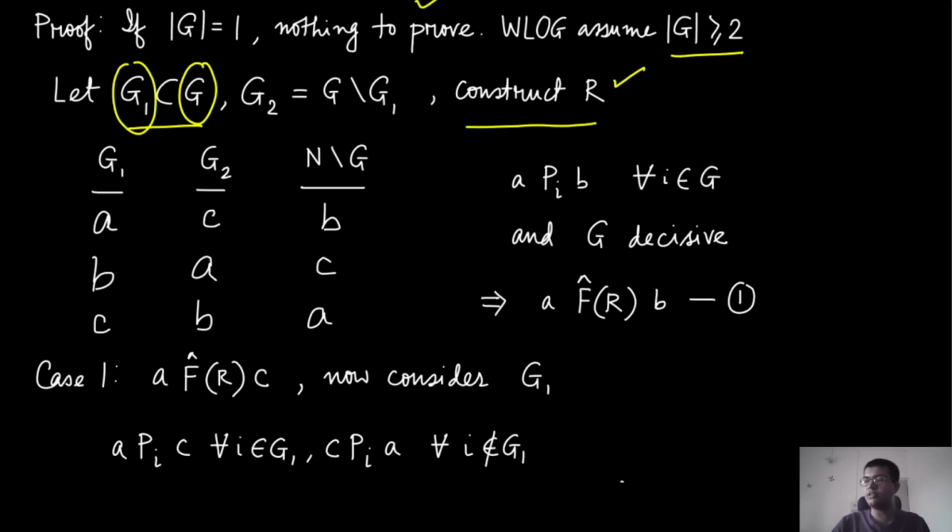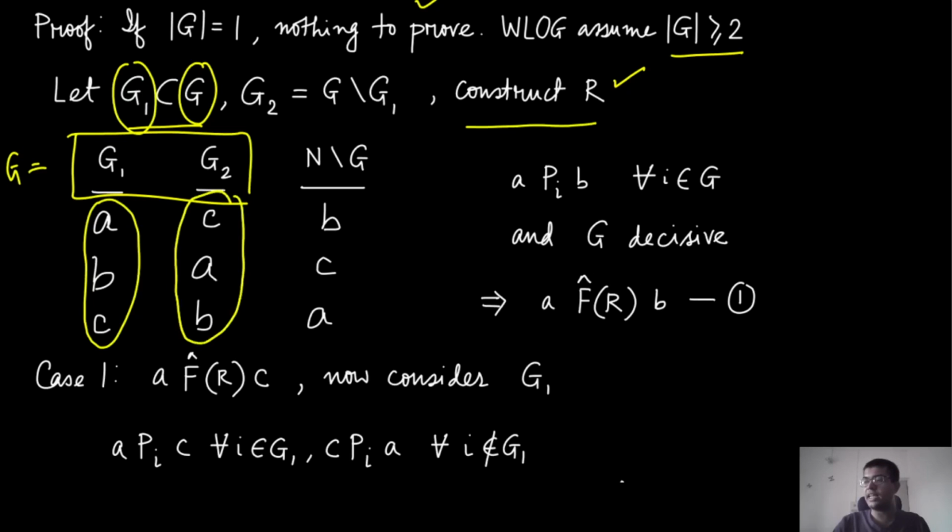So what happens on G1? These two things together are actually our G. So we have partitioned it in this way. On G1, everybody has this preference: A is above B is above C. And in G2, C is above A and A is above B. And for all the agents which are outside G, B is above C and C is above A.